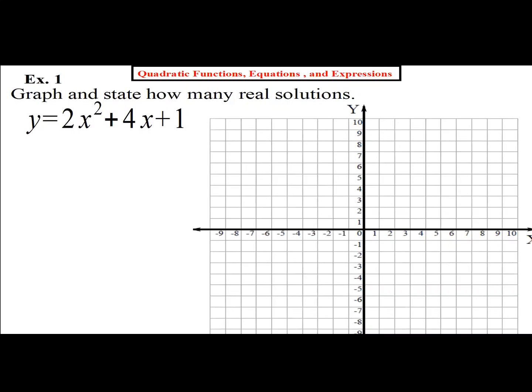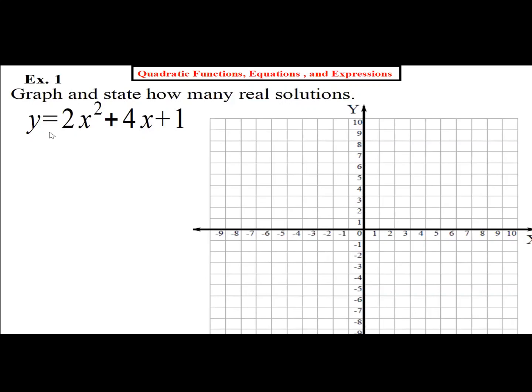10, 9, 8, 7, 6, 5, 4, 3, 2, 1. All right. So they're asking us, look at the statement here. It says graph and state how many real solutions. Now in the past, we solved quadratic equations by graphing, and the question was solve by graphing. Are they asking us to solve here? No, they're not asking us to solve. They're asking us to identify how many real solutions there are, okay?